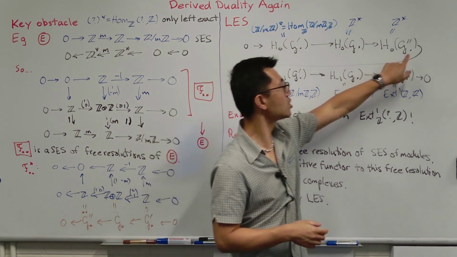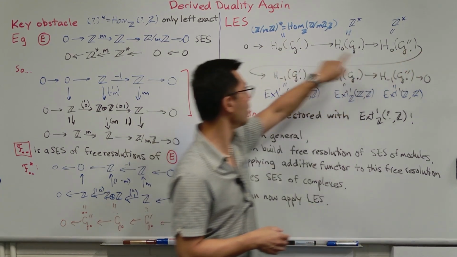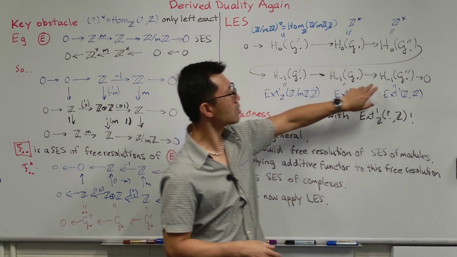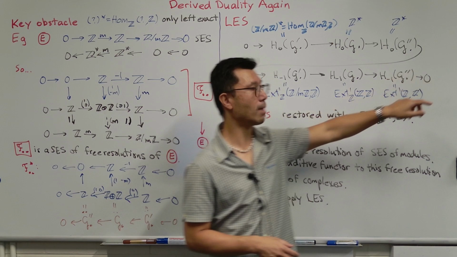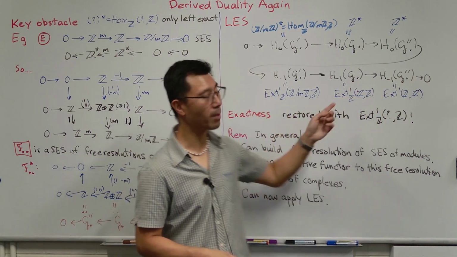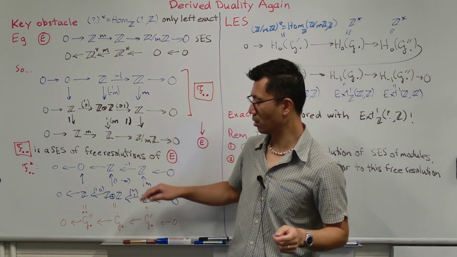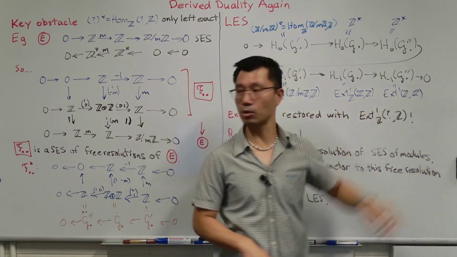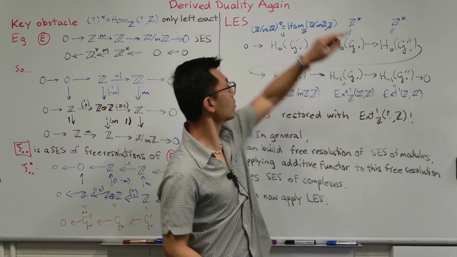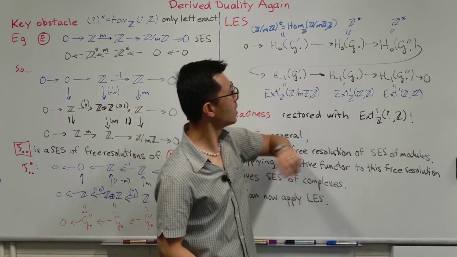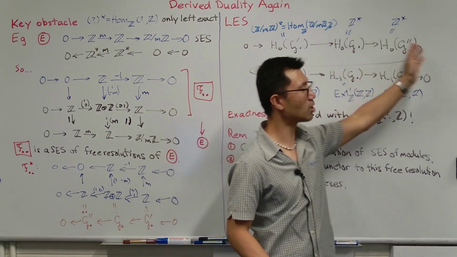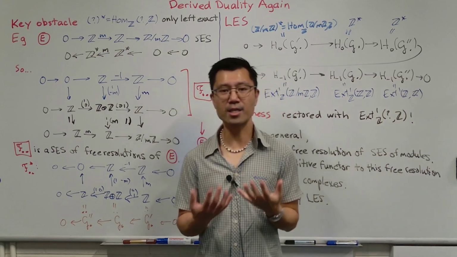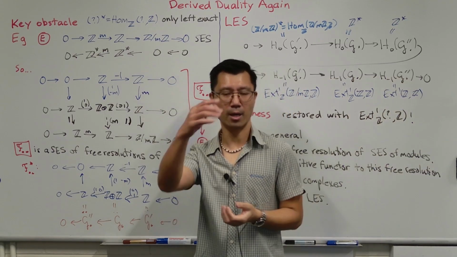Okay, so H0 of G'' will map to H minus 1 of G'. And similarly, H minus 1 of G'' will map to H minus 2 of G', but that's going to be 0. Okay, so you've gone too far up there. So that's going to be 0. And also beforehand, you also get a 0. So there's a 0 over here. So now you have this sort of long exact sequence. So in this way, you kind of recover exactness.